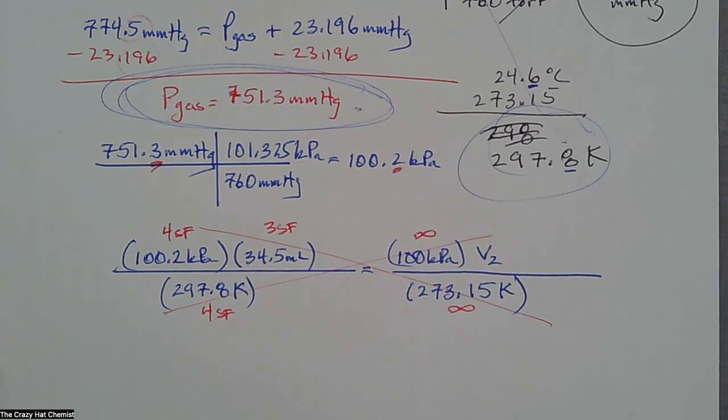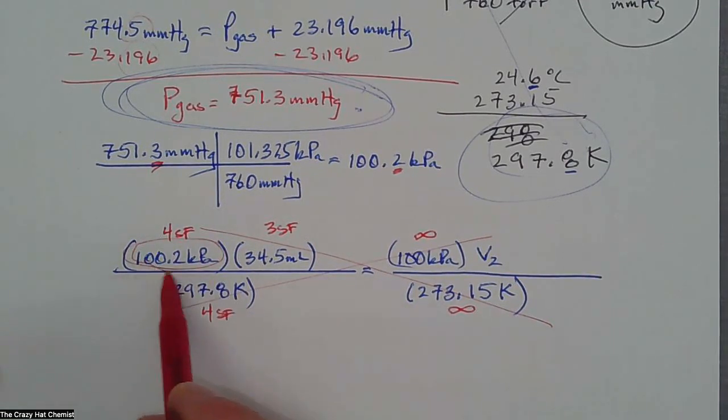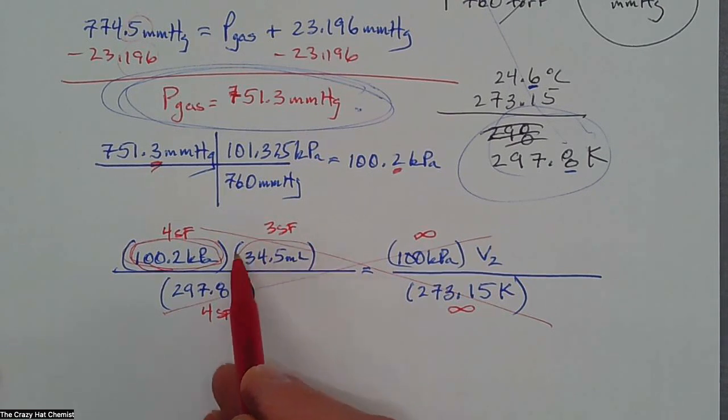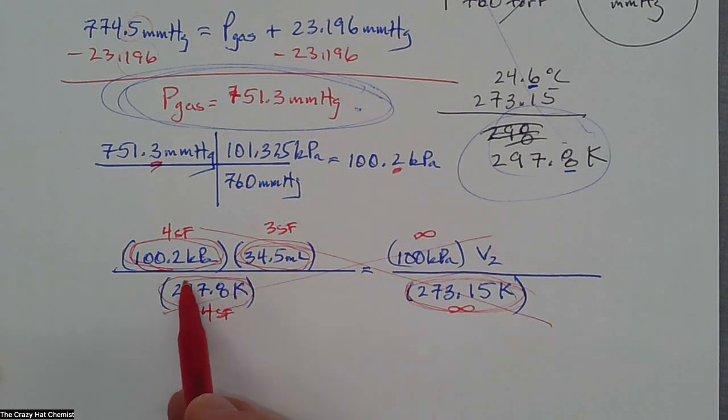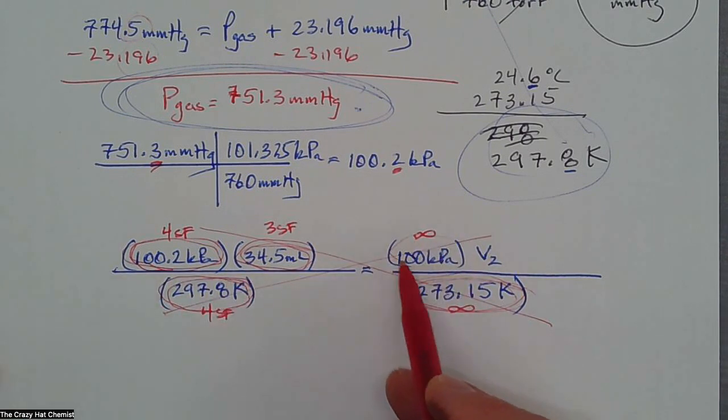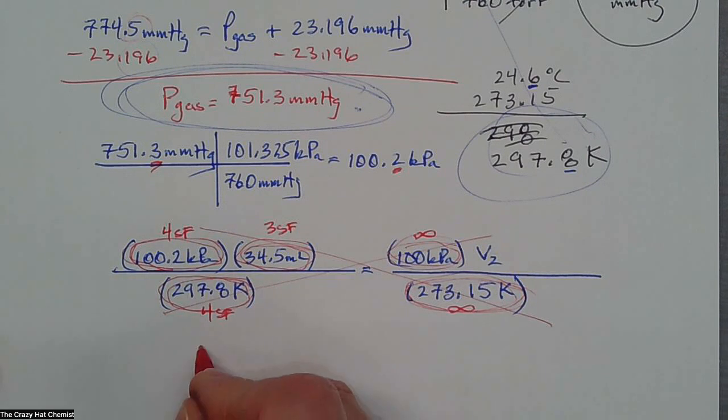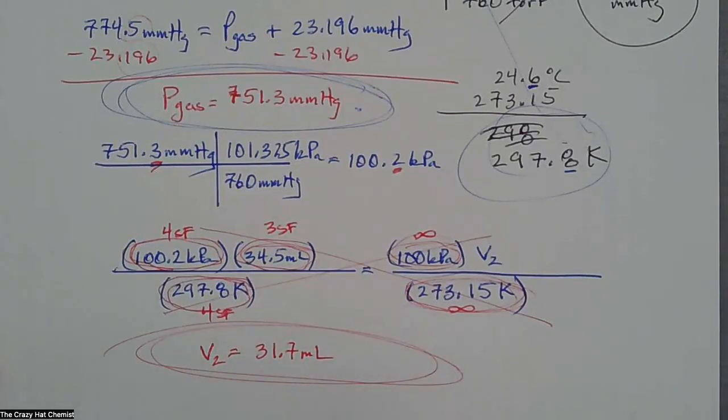Plugging this into our calculator, we're going to take 100.2 times 34.5 times 273.15 divided by 297.8 divided by 100. Volume 2, to round it to 3 significant figures, is 31.7 milliliters. That is our answer. All right. That was problem number 4.